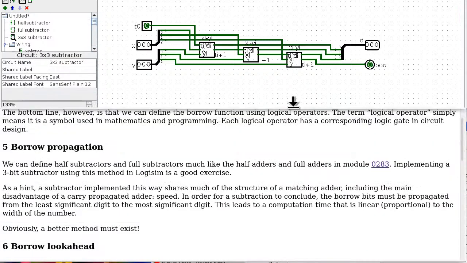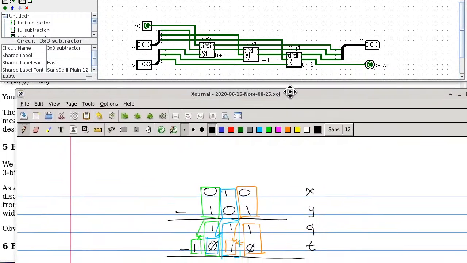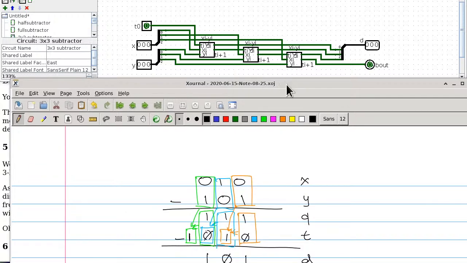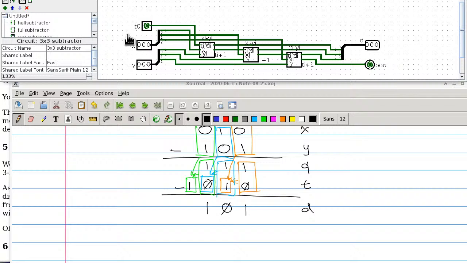I'm just resizing Logisim so that we can fit Zoom as the bottom half of the screen, and scroll this up a little bit. There we go. So now we can actually see how to work this out. T0 is basically this particular 0 here. In most cases we just want a 0, but in some cases, like when we want to daisy chain 3-bit subtractors, it'll be coming in from the borrow out of another subtractor.